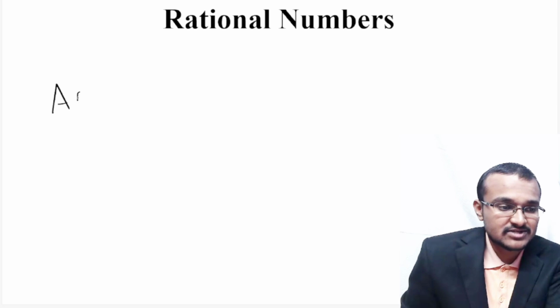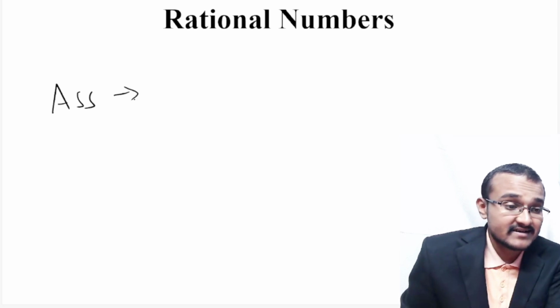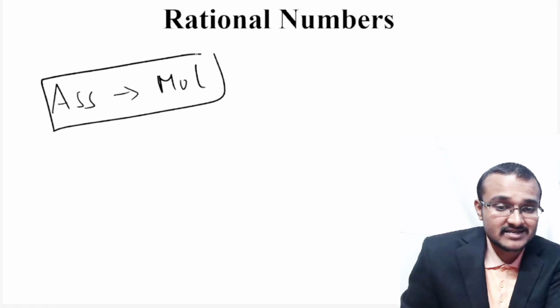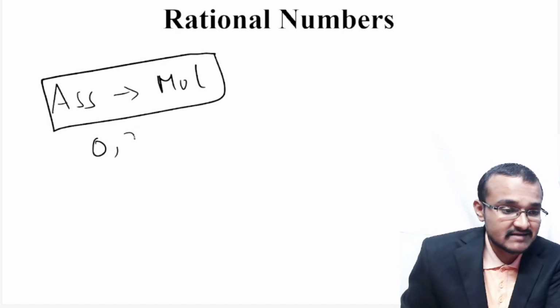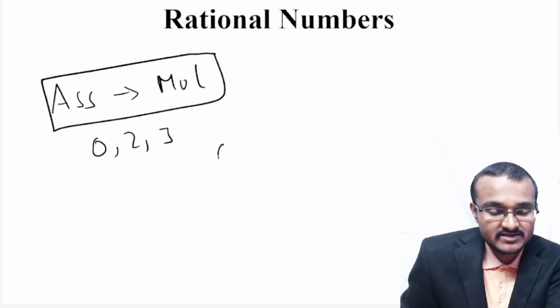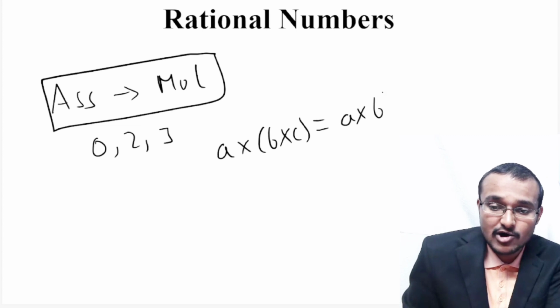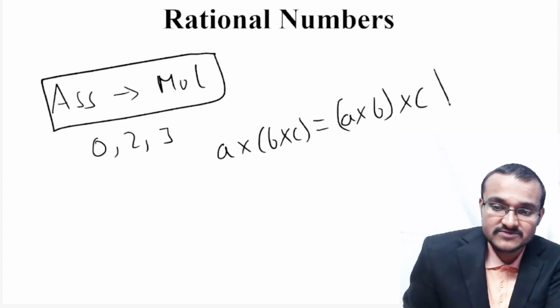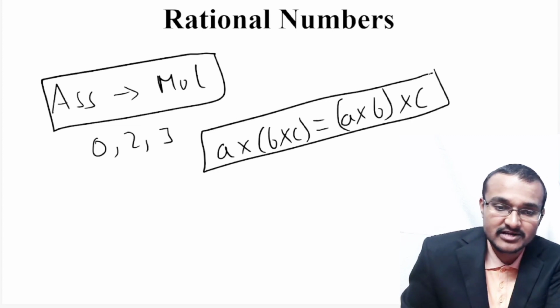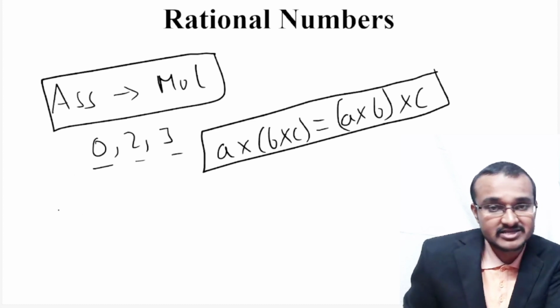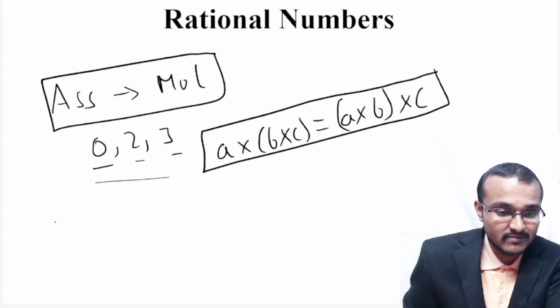So now let us check the associative property under multiplication for these whole numbers. Let us take the same example 0, 2 and 3. Here the equation will be a into (b into c) is equal to (a into b) into c. So this will be the equation for the associative property under multiplication. Now let us consider 0, 2 and 3 as a, b, c, since 0, 2 and 3 are whole numbers.